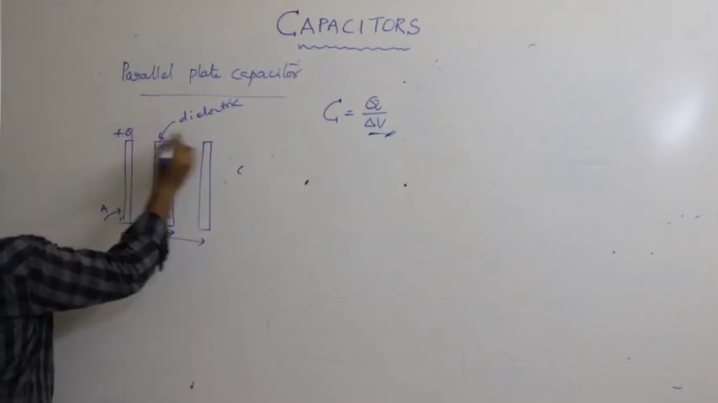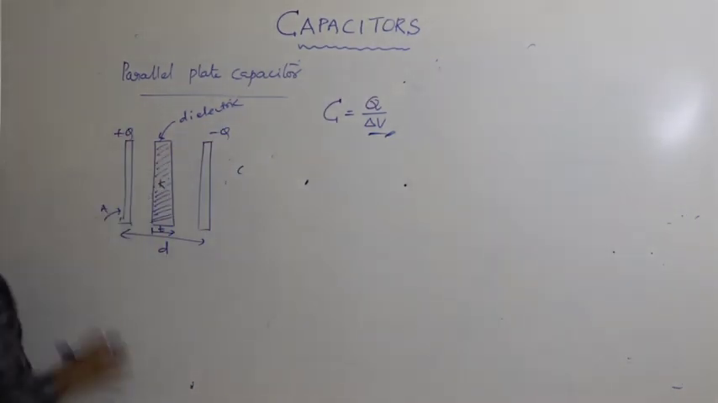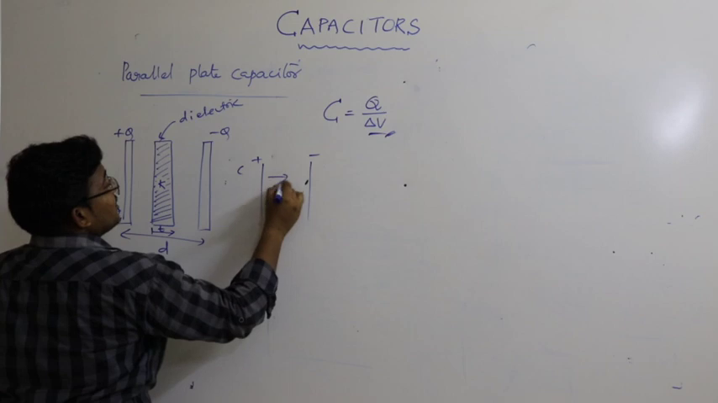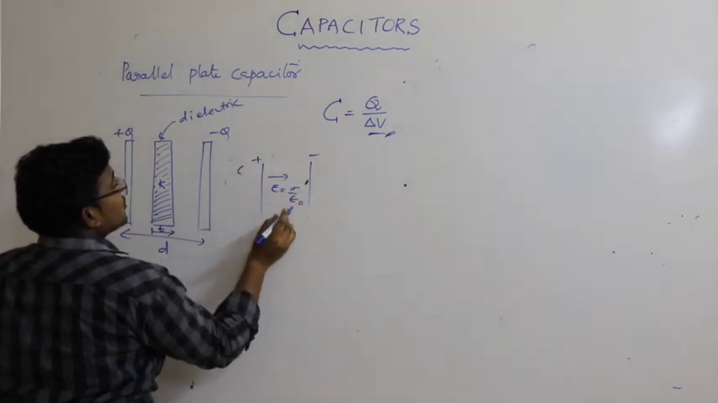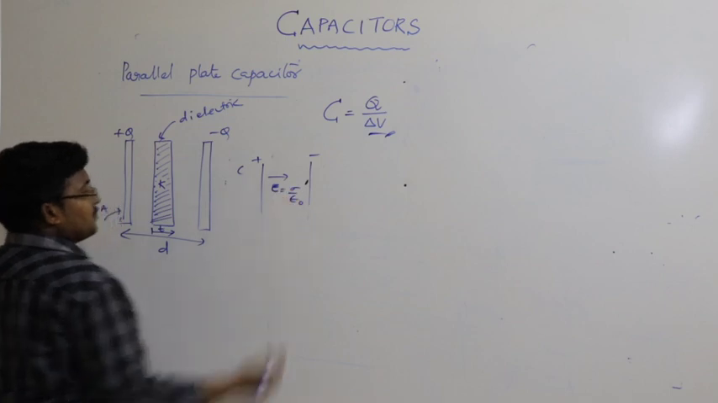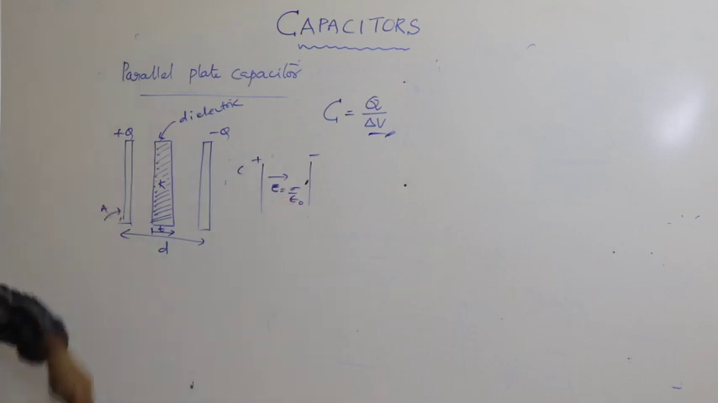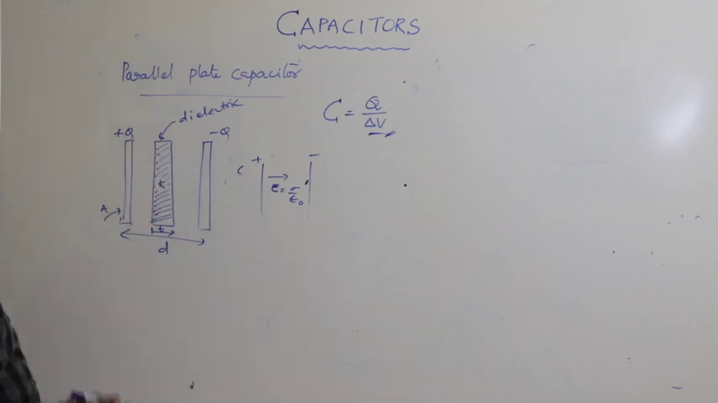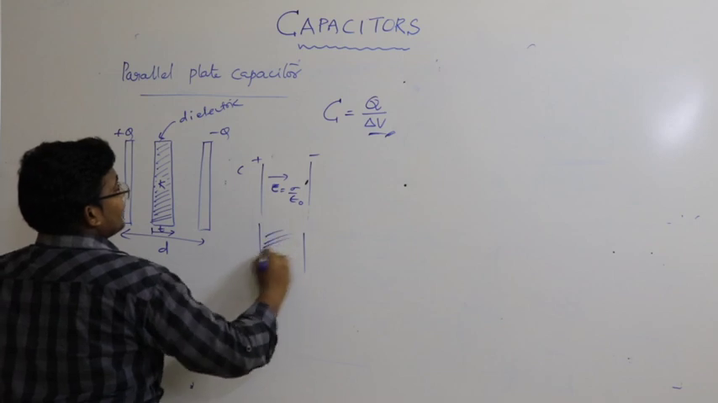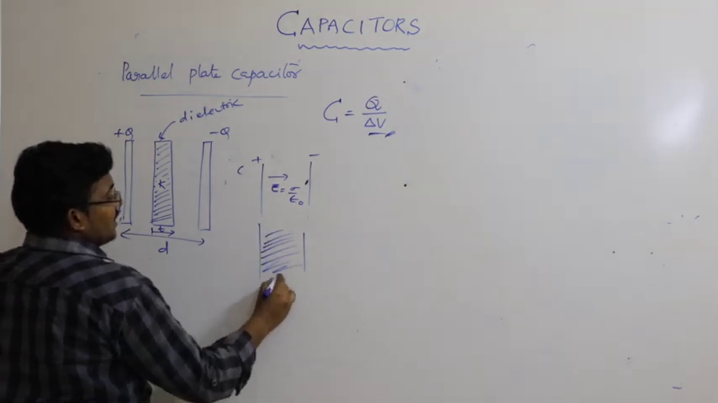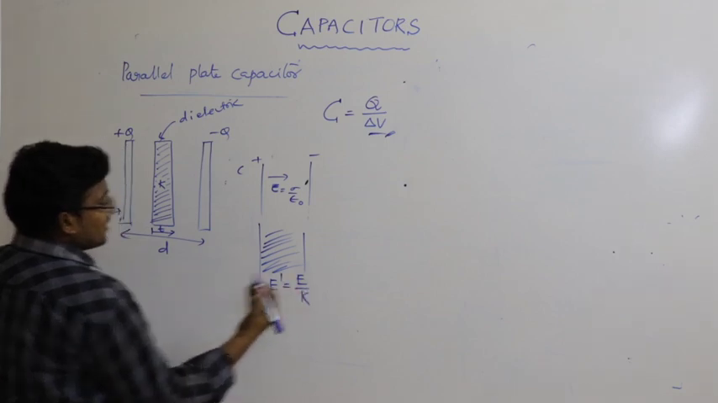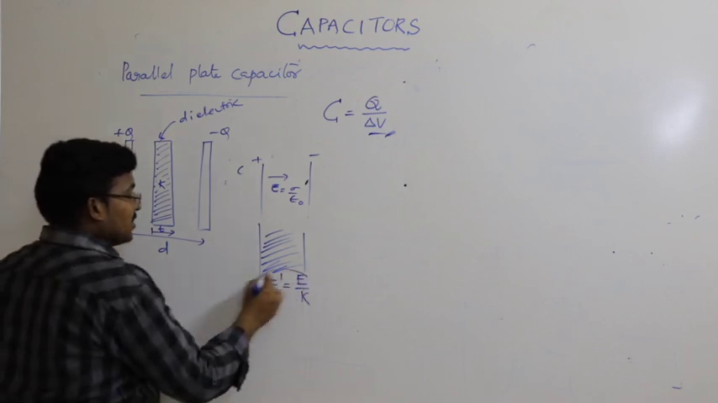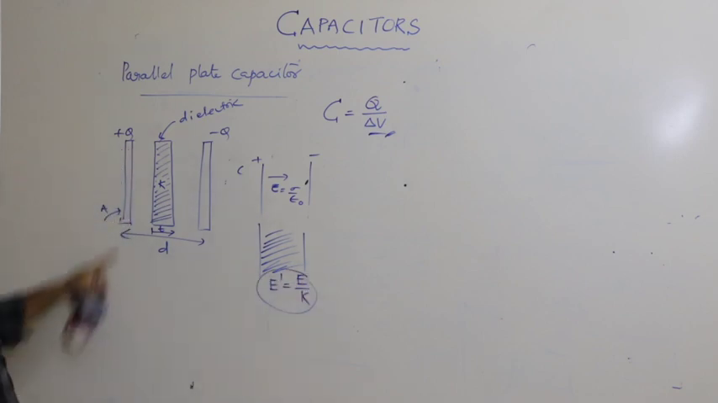When plus Q and minus Q are there, some electric field will be generated. We already know that in between the plates the electric field will be sigma by epsilon naught, which you can write as the original electric field. But in the dielectric the electric field decreases. So when a dielectric is kept, the electric field E dash decreases by K times. In the air it is E, but in the dielectric medium E dash is E by K.